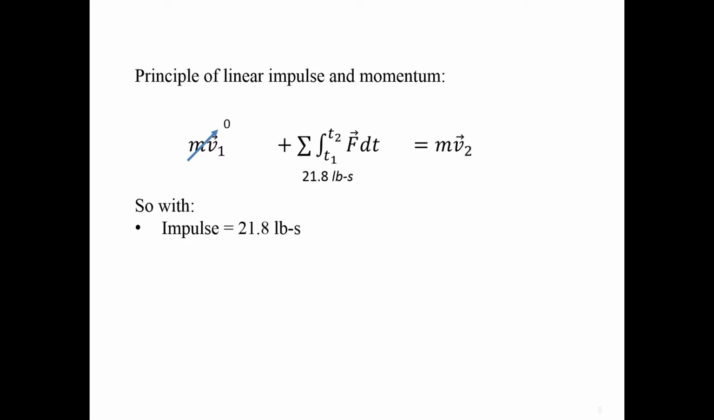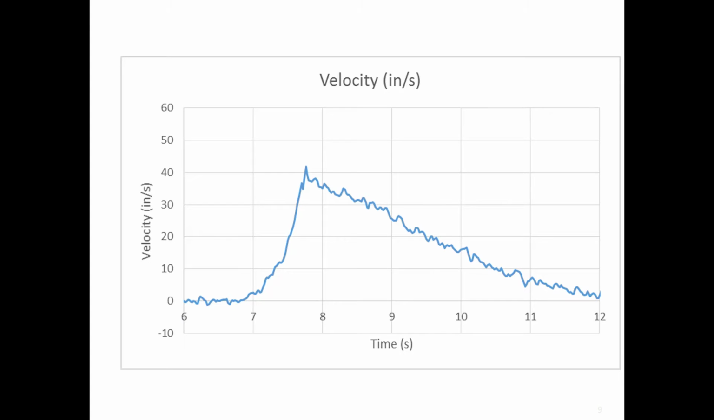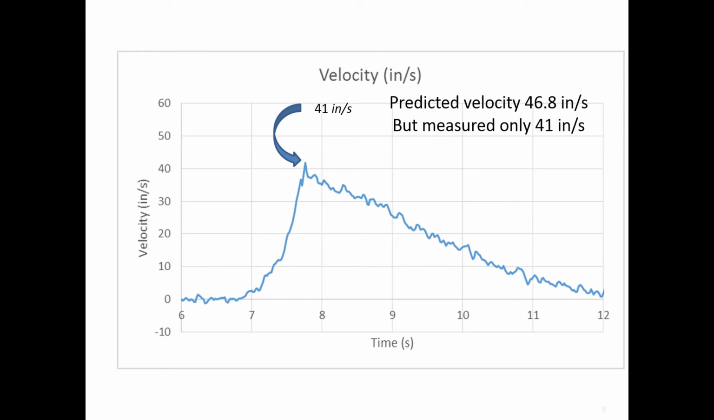To find the expected ending velocity, we divide both sides of the equation by the mass of 5.59 slugs. The velocity we would expect the wheelchair to have when the load cells lose contact with the push plate is 46.8 inches per second. So let's look at the velocity graph and see if that's what we got. Our laser measured the velocity starting out at about 0, and it rose sharply as we gave that wheelchair a push, and it got up to only about 41 inches per second. So this is not as high as what we predicted, the 46.8 inches per second.